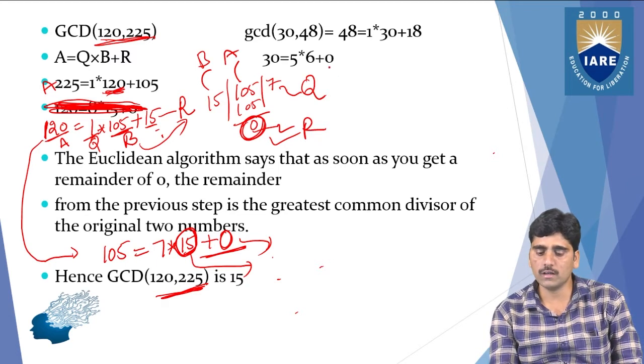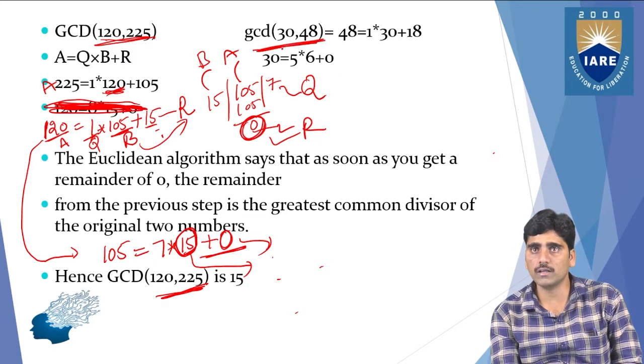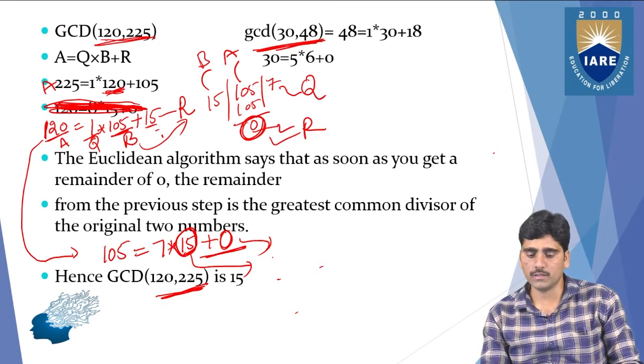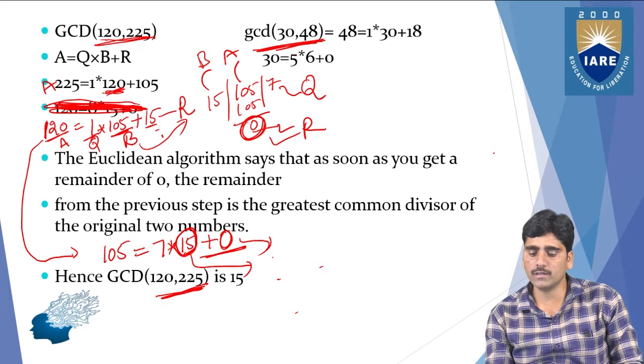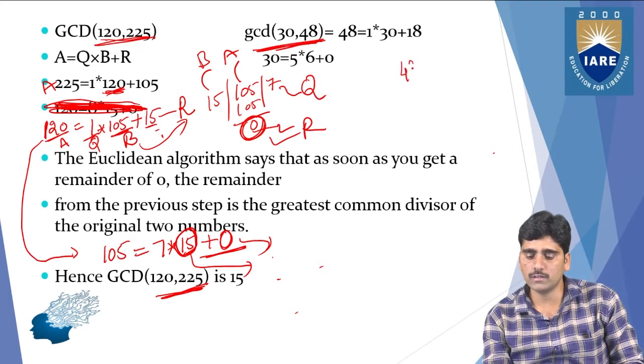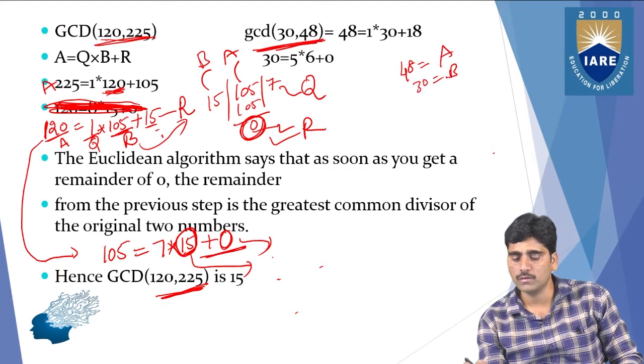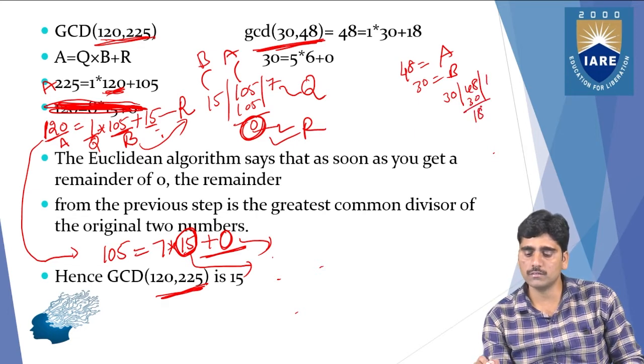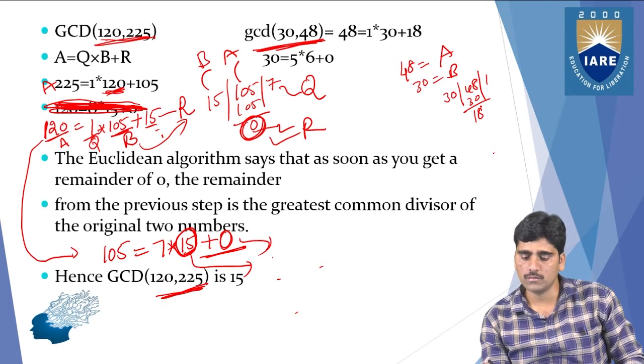So here you can see another example: GCD of 30, 48. So 48 is the A value, and 30 is the B value. How are you going to see it? First of all, you divide 48 by 30. So 1 times 30, and 48 minus 30 gives 18, right? So you get 18.